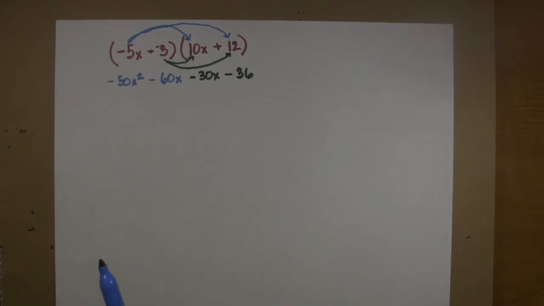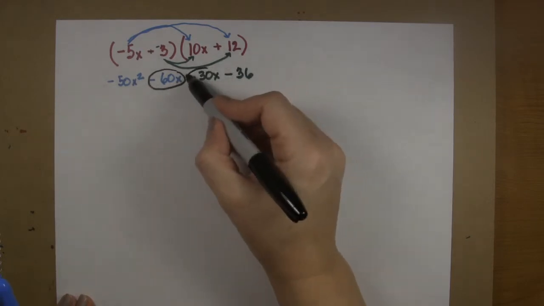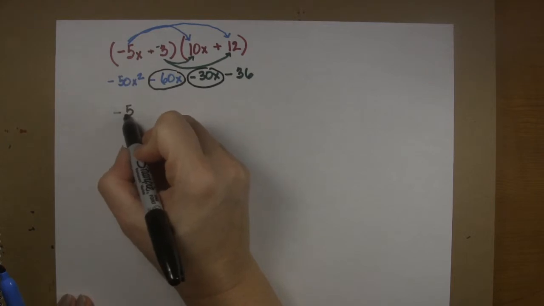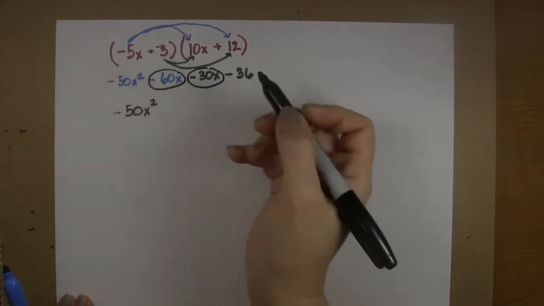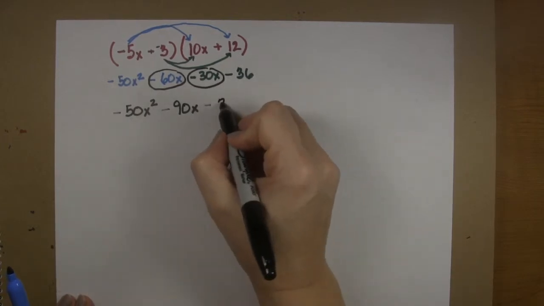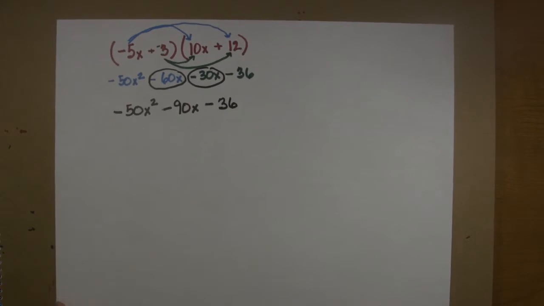My next step is to combine the like terms. I have a -60 here that I can combine with that -30 there. So my final answer is -50x squared minus 90x minus 36. Lots of minuses in this one, so you've got to watch those negative signs quite carefully.